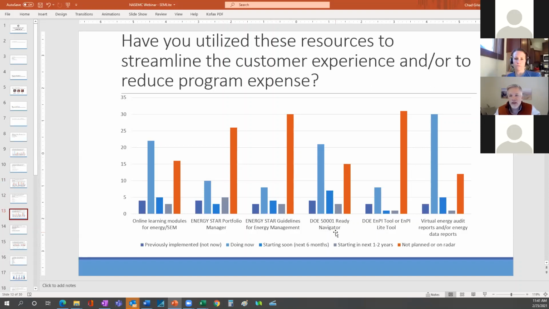The 50001 Ready Navigator platform, many of you, this is definitely bumping up, again the taller tower here. It's the platform itself that brings together all the 50001 Ready requirements, tasks and resources in one place. And we're seeing some people respond that they have begun to utilize this in their programs. DOE also has a couple of other tools that are more technical, the ENPI tool as well as the ENPI Lite tool, a couple of different twists, both with pros and cons. And then lastly, using energy reports and or virtual energy audit reports. There are some other resources out there. Some of these maybe would not be free, but there are some resources out there that can be valuable.